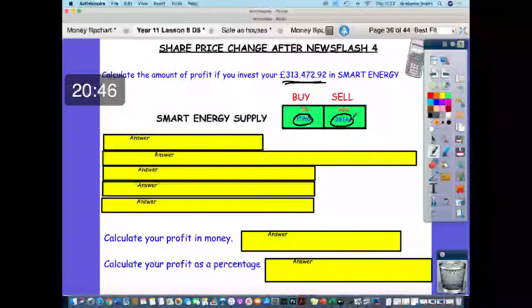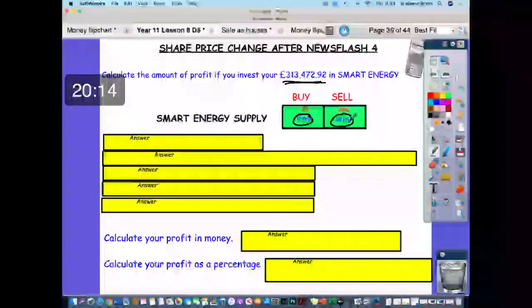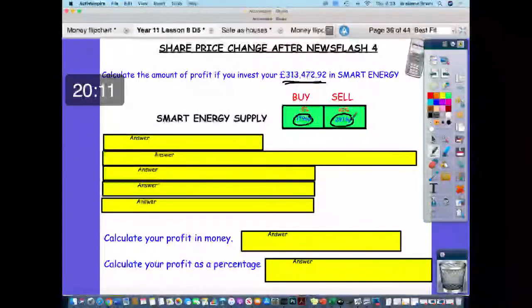So what I'm asking you to do is calculate how many shares you can buy, as many as you can, and then sell them at 2,874 pence, and try to calculate your profit in money. Now, some of you might not have done this before, but I'm going to give those of you that were here last week a couple of minutes to have a go at it, and then I will work through the answer. But think about it, you're buying at 1,796 pence, and you have £313,472.92 to invest. And then you're going to invest as much as you can, and then you're going to sell them at 2,874 pence. Okay, so try and work through the trade and then calculate your profit in money.